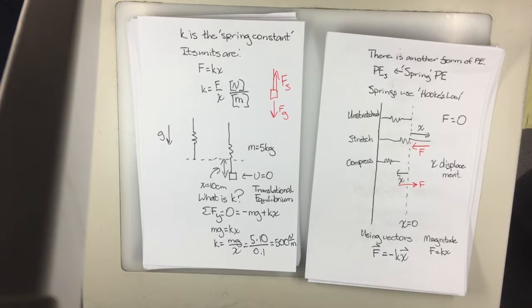Because a Newton is a kilogram meter per second per second. A joule is a Newton meter. Everything that we're doing is based on those three units: kilograms, meters, and seconds.